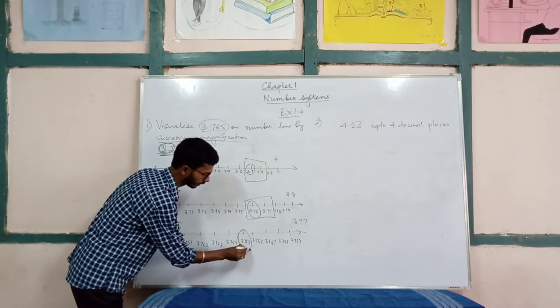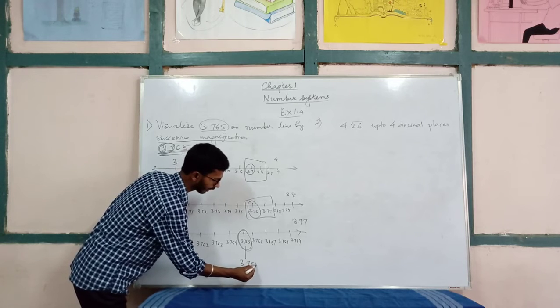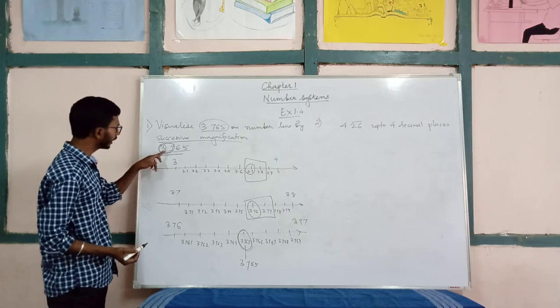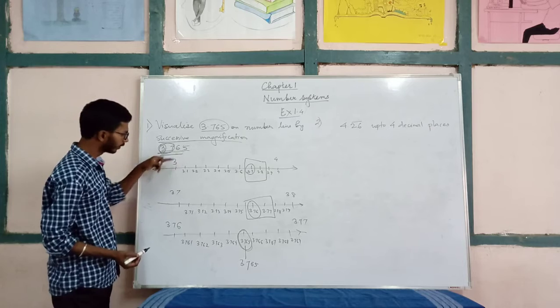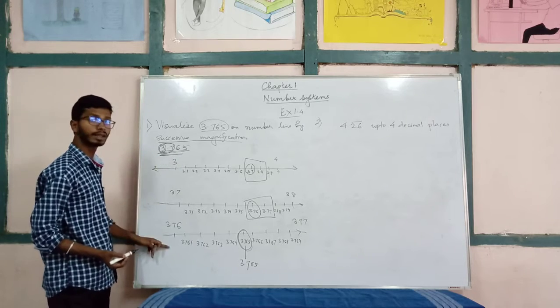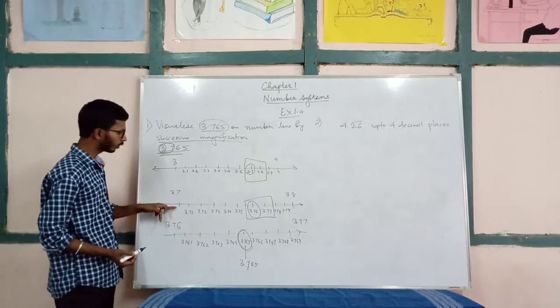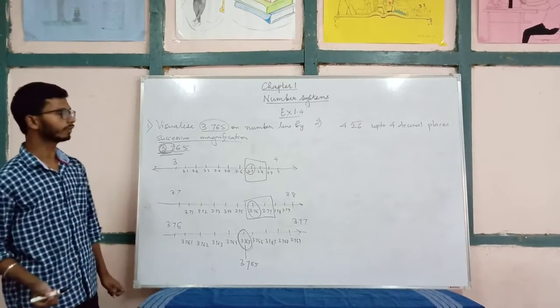So this is our answer. We have located the point, and this point is 3.765. Just see here, after the decimal we have to locate 3 digits, so we have to draw 3 number lines. If we have 4 digits after the decimal, we have to draw 4 number lines. Got it clear? Let us see one more question.